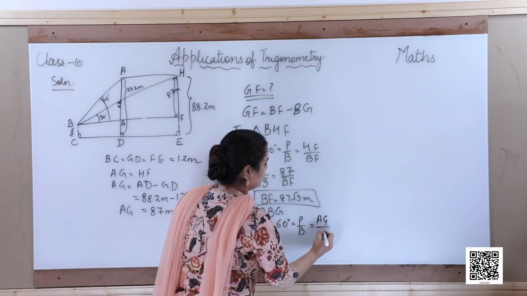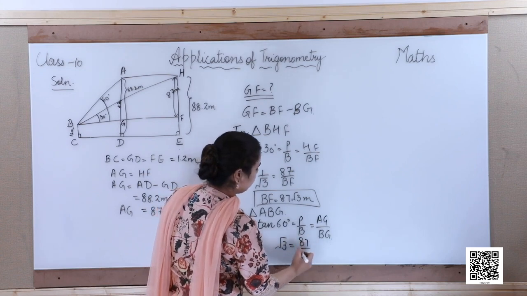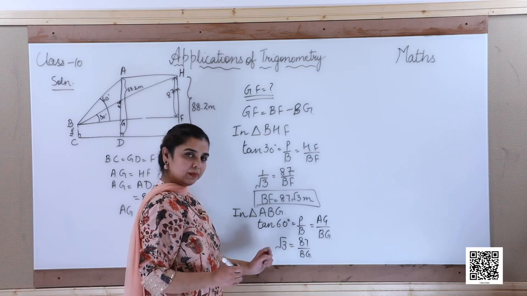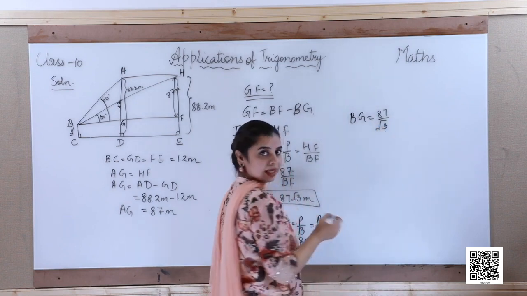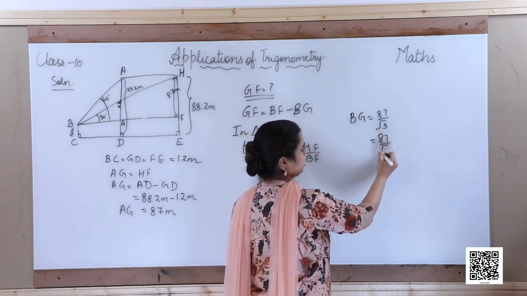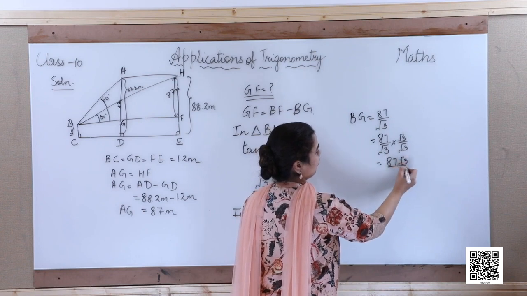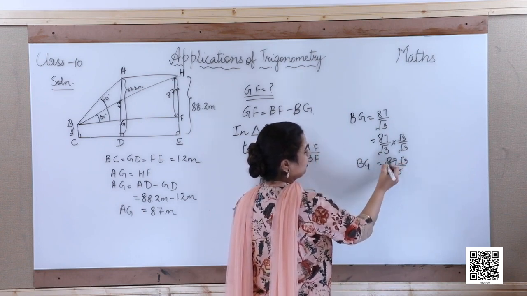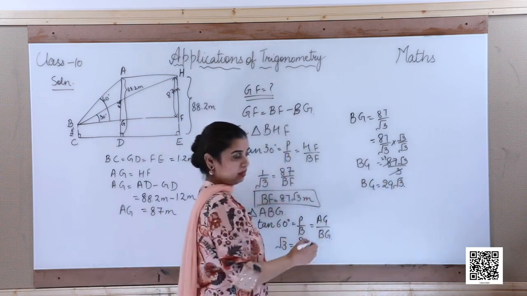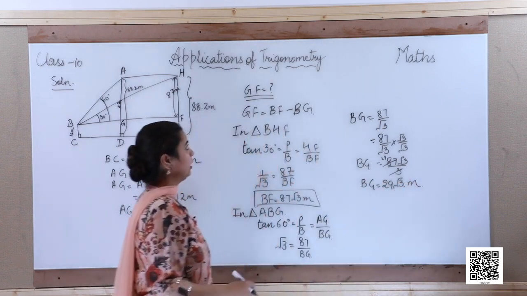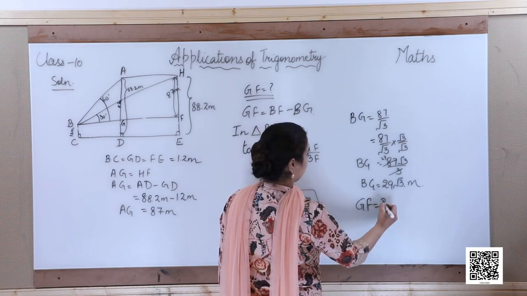So what is the value of tan 60? It is root 3. And AG I know 87 upon BG. I want to find BG. So I will get 87 upon root 3. The denominator can be rationalized. So I get into root 3 upon root 3. So I get 87 root 3 upon 3. So I cancel this. BG comes out to be equal to 29 root 3 meters. Now I had to find, again I am coming back to this, I had to find GF. So GF is equal to BF minus BG.